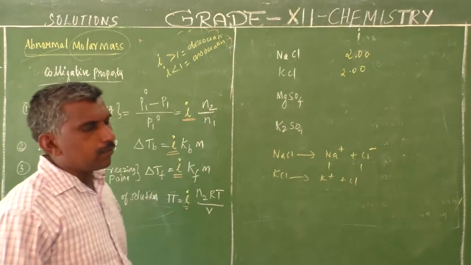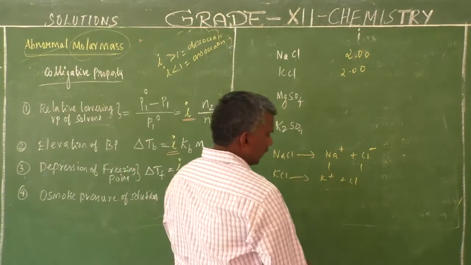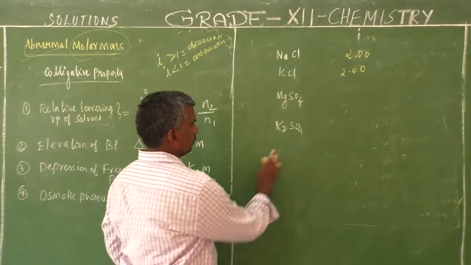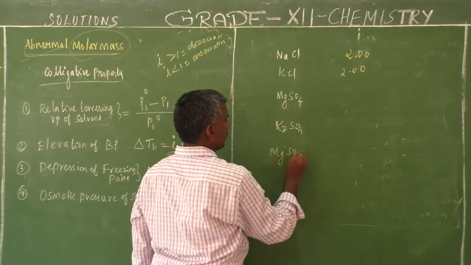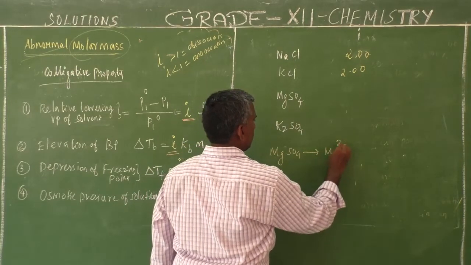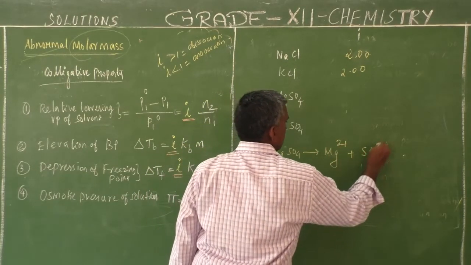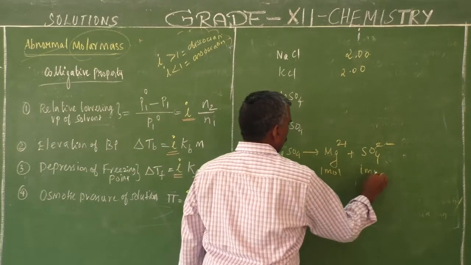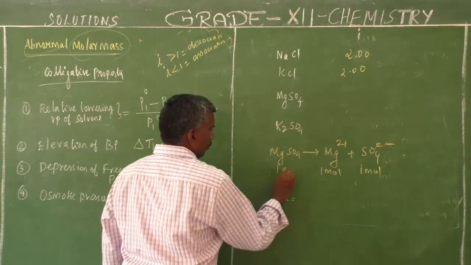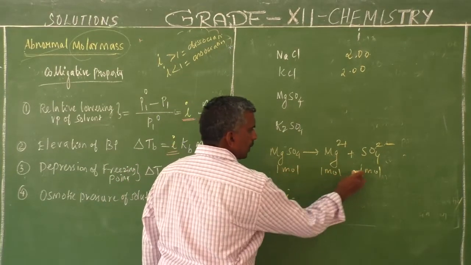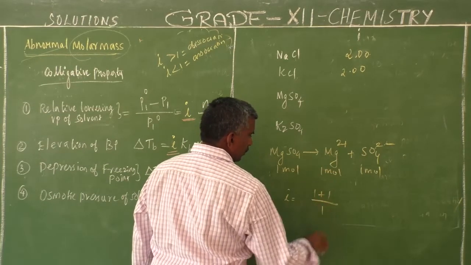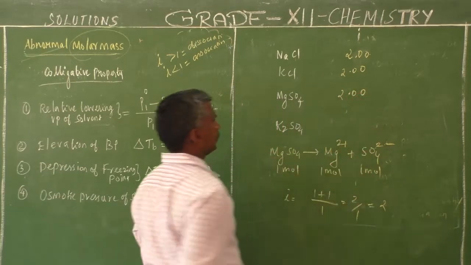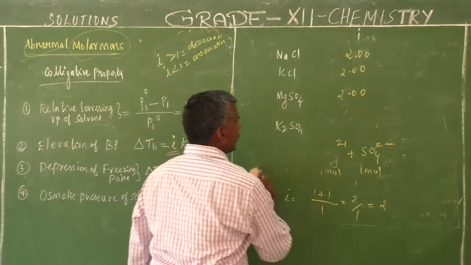Now magnesium sulfate. How does magnesium sulfate behave when dissolved in water? It gives Mg2 plus ion and sulfate ion, 1 mole each. For the I value, after dissolution 1 plus 1, divided by 1 before dissolution, that is 2 by 1, that is 2. Magnesium sulfate is 2.